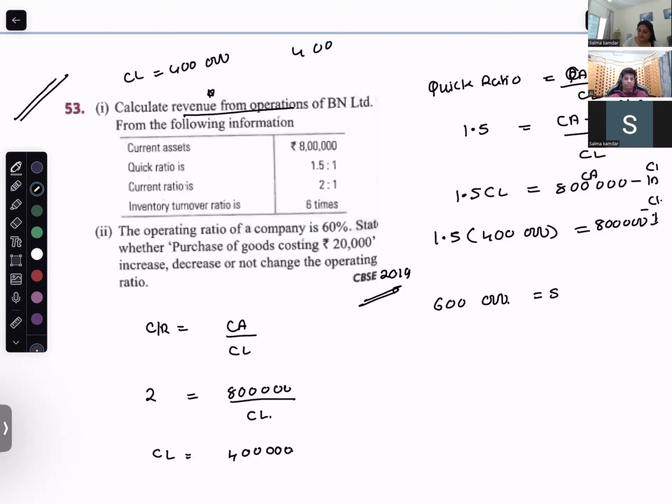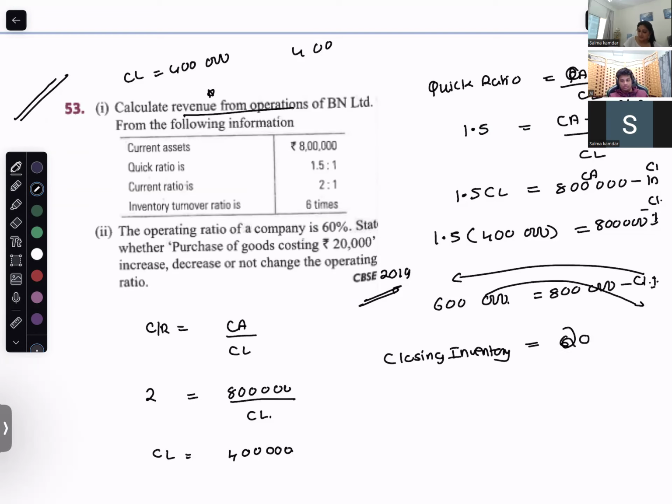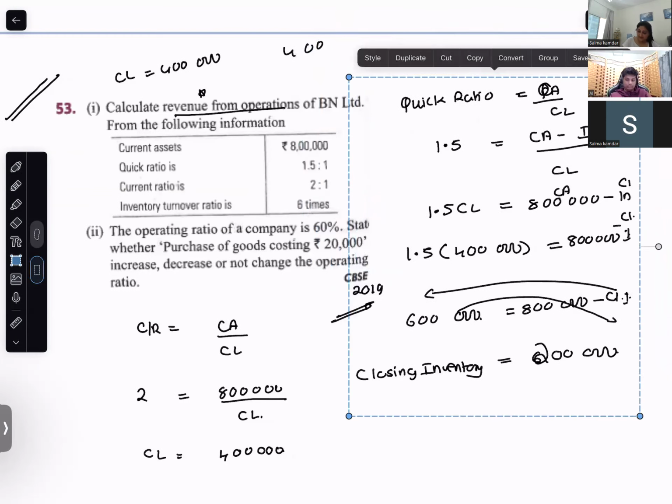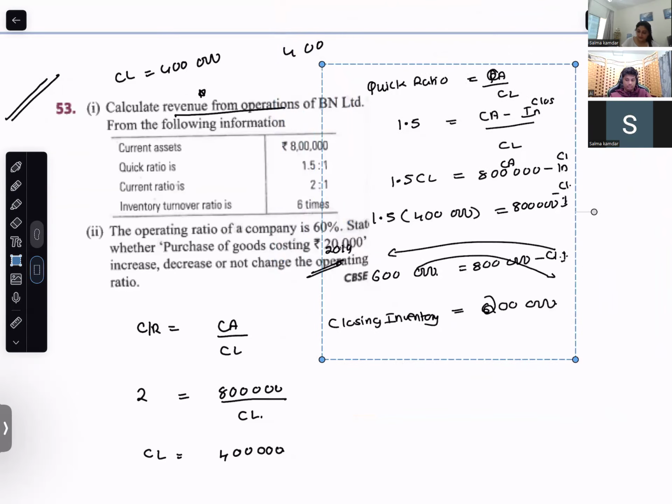Closing inventory is equal to 800,000 minus 600,000, that is 200,000. Are you with me? Yes, ma'am. So I have got the closing inventory as how much? 200,000.